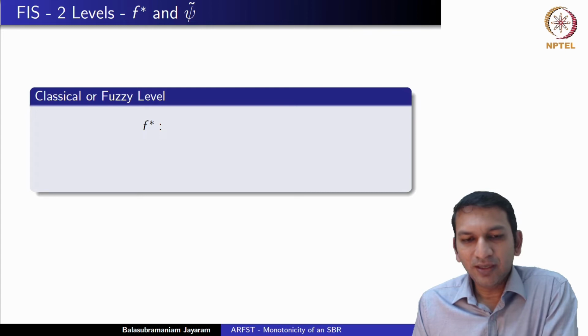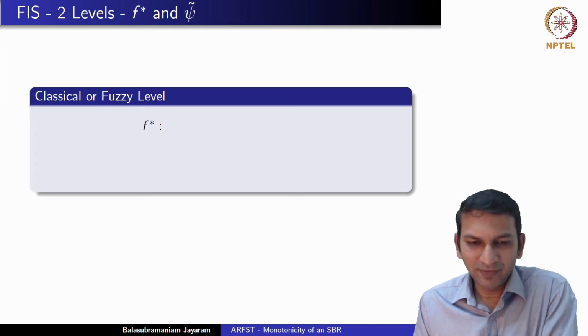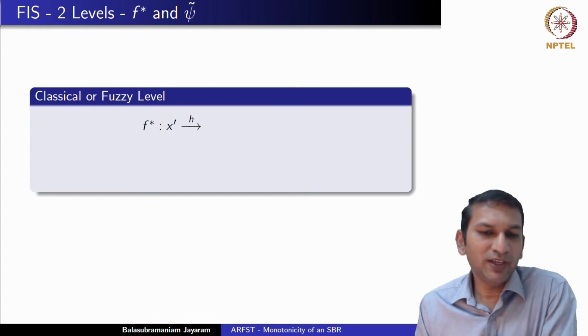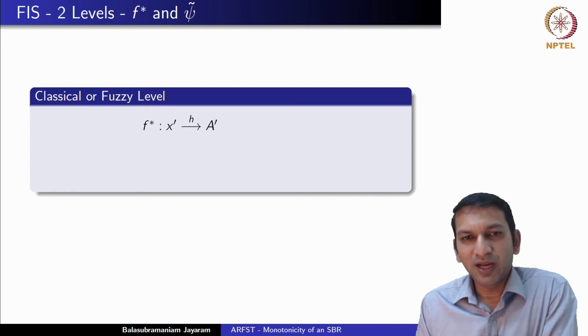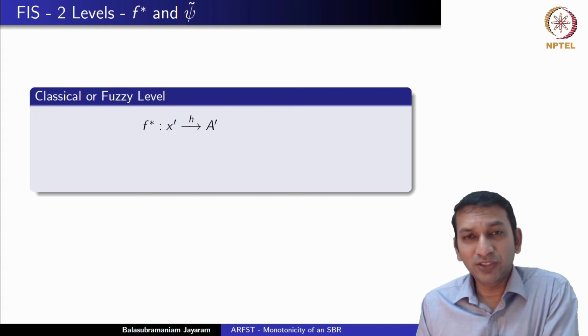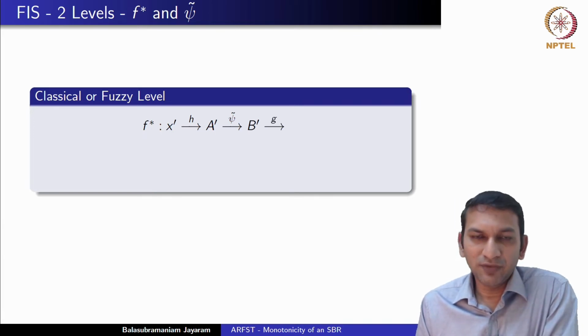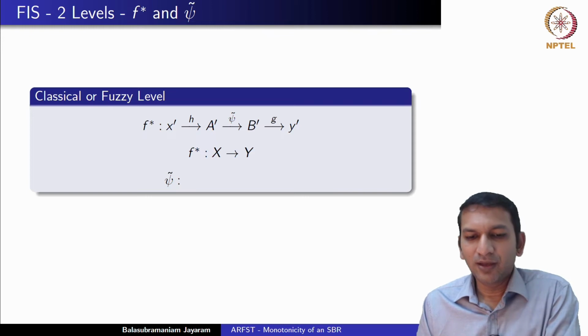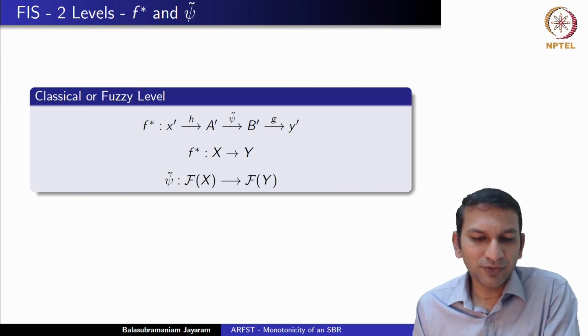If you consider f star to be the system function of an FAS, given an x dash from x, we could apply a fuzzifier, a fuzzification process, obtain an a dash and map it using the psi tilde, which is essentially a function from f of x to f of y. So we obtain a b dash and then defuzzify it using a defuzzifier g down to the output domain y. So f star could be looked at as a mapping from x to y. Of course, psi tilde is a mapping from f of x to f of y.